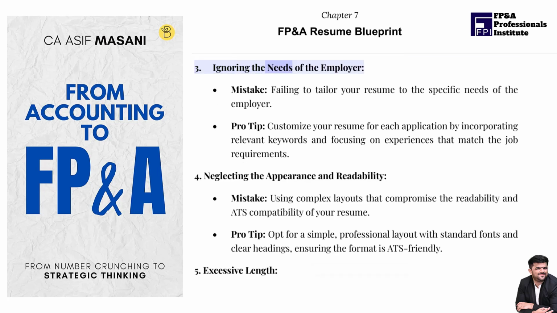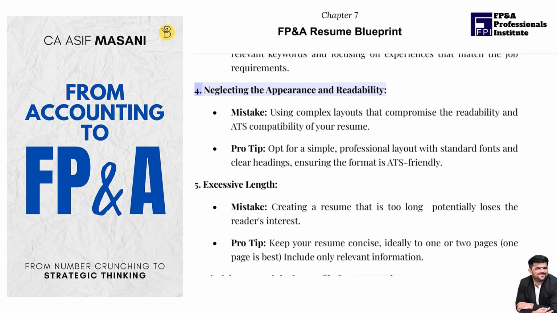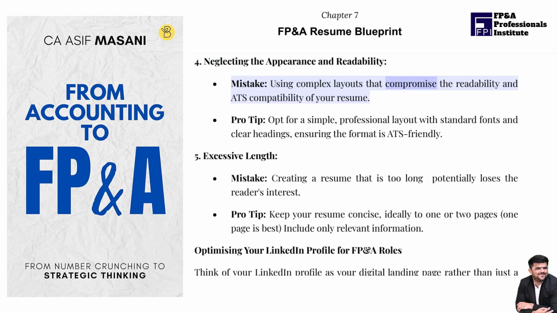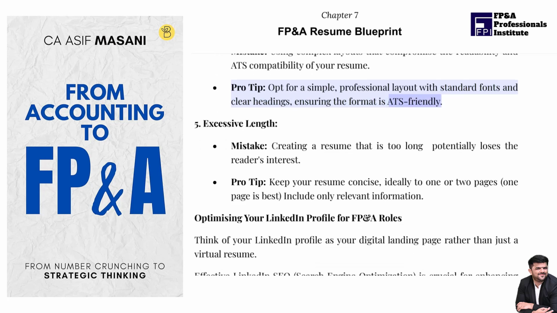3. Ignoring the needs of the employer. Mistake: failing to tailor your resume to the specific needs of the employer. Pro tip: customize your resume for each application by incorporating relevant keywords and focusing on experiences that match the job requirements. 4. Neglecting the appearance and readability. Mistake: using complex layouts that compromise the readability and ATS compatibility of your resume. Pro tip: opt for a simple professional layout with standard fonts and clear headings, ensuring the format is ATS friendly.